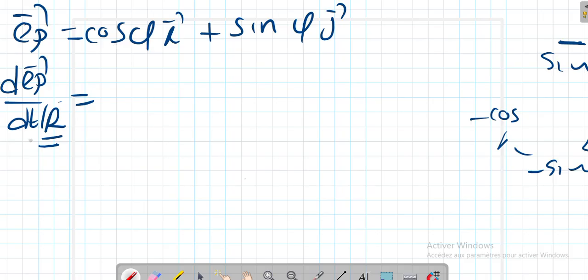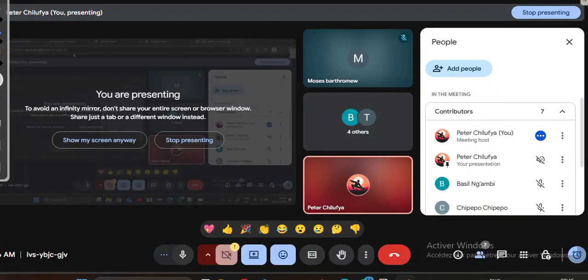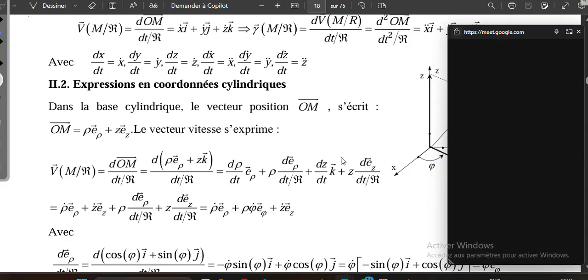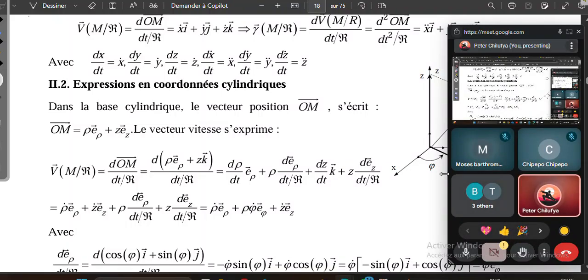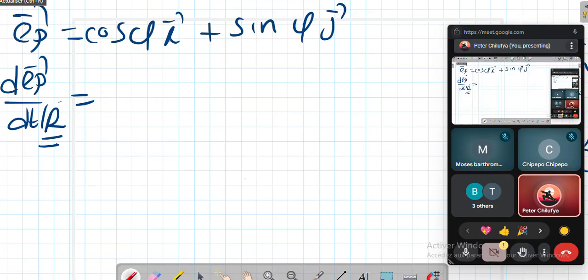So you're finding a derivative with respect to what? Time. So cos phi: the angle phi is changing with time. Everything changes with time. The angles, all the parameters change with time, okay? So the angle phi is a function of time.